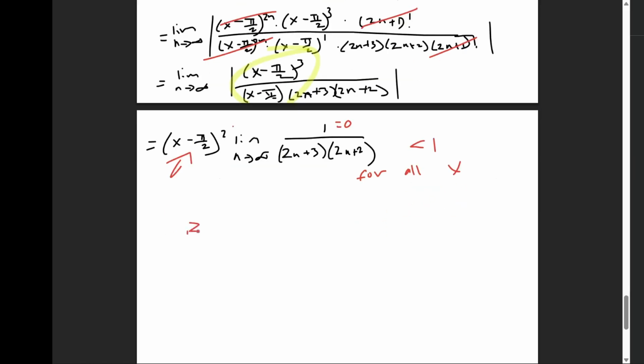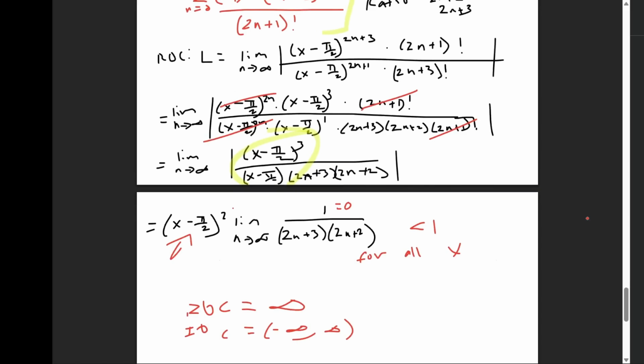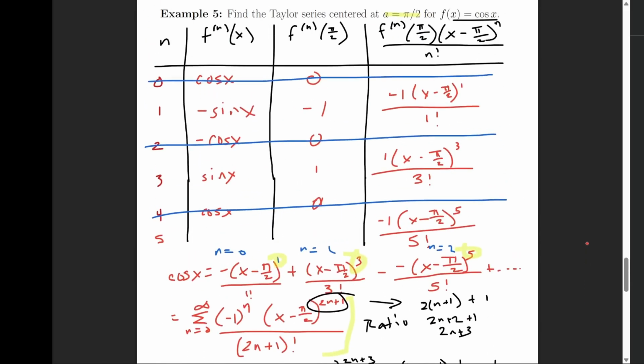So that means the radius of convergence is infinity because it's for all x, and then the interval of convergence is going to be negative infinity to infinity. This here is kind of the whole thing on screen. So this is the radius of convergence, and this is finding the Taylor series.